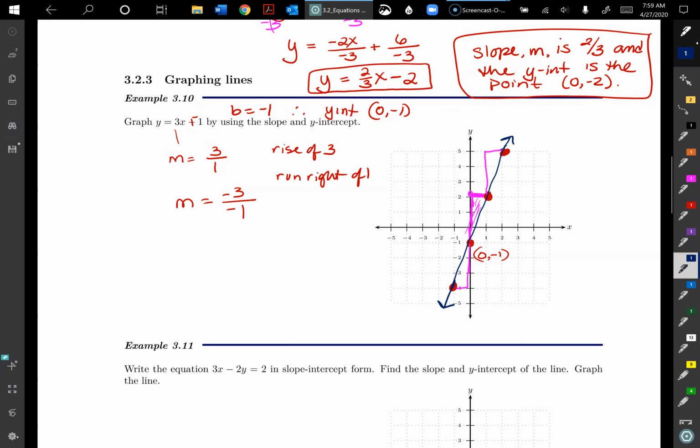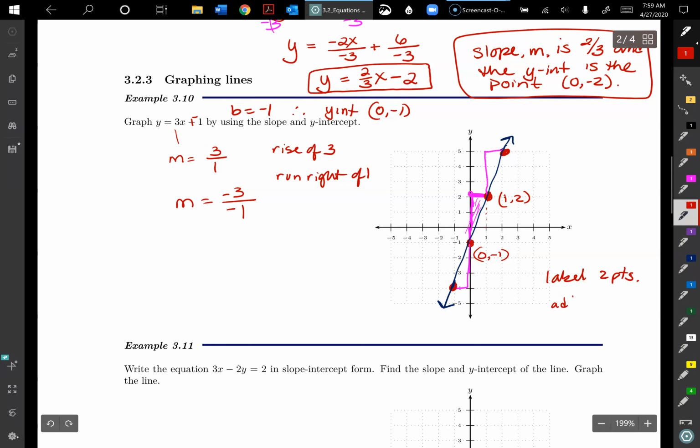I have 1 point labeled. I'm going to label one other. So I have 1 is my x value right here, and 2 is my y value. So just label 2 points always, especially on a quiz or a test. And then make sure you add arrows.